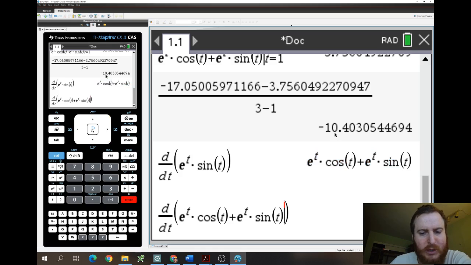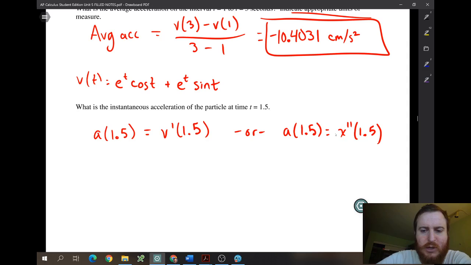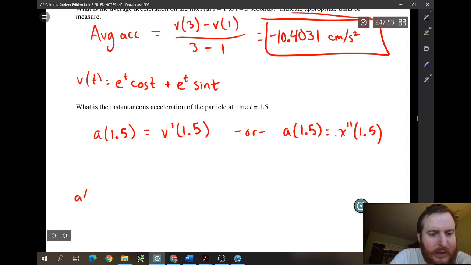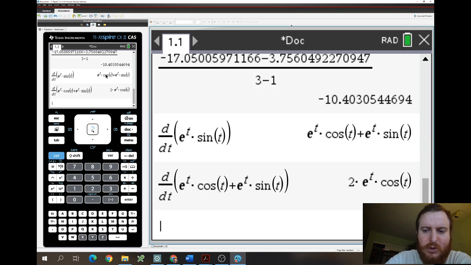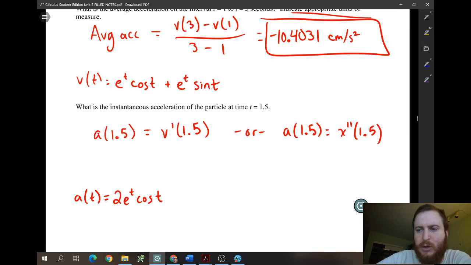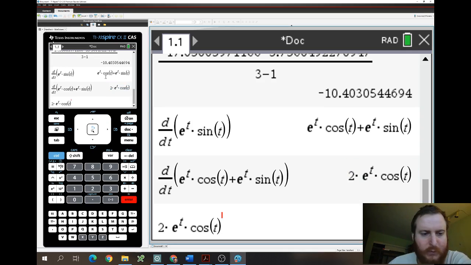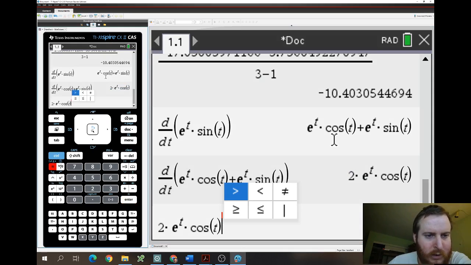You can do this in one line if you feel really good about it, by putting the at t equals 1.5 outside, or you can do it in two lines. That's my second derivative, and this formula would actually be the formula for the acceleration. As a side note, acceleration of t would be equal to 2e to the t cosine of t. This would be at any time. But we don't want it at any time, we want it at 1.5. So we're going to plug in 1.5.